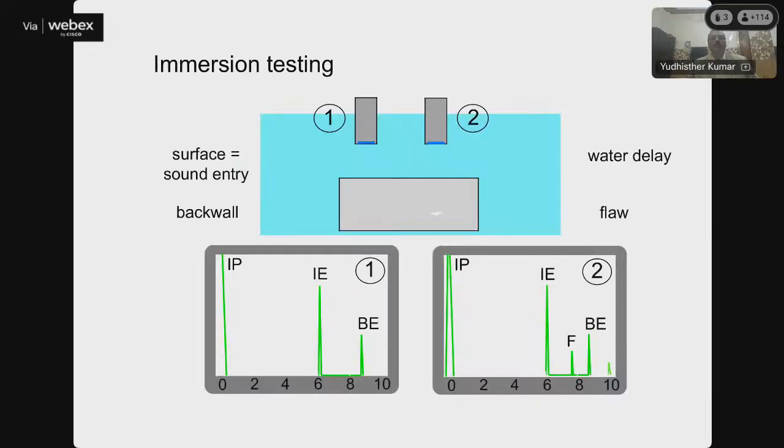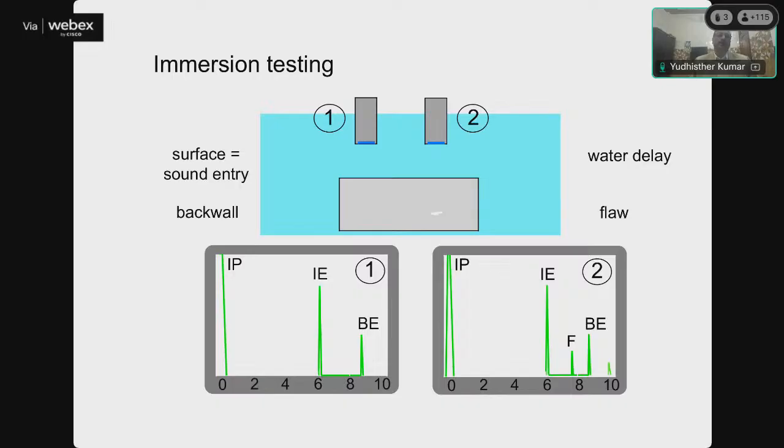In immersion testing, how are the echoes observed? Suppose this is the immersion testing setup. Water is here. Sound is transmitted into the material through the water. In the second position, it shows the water as a coupling material and the test object, and this test object has a flaw, a defect, in it.